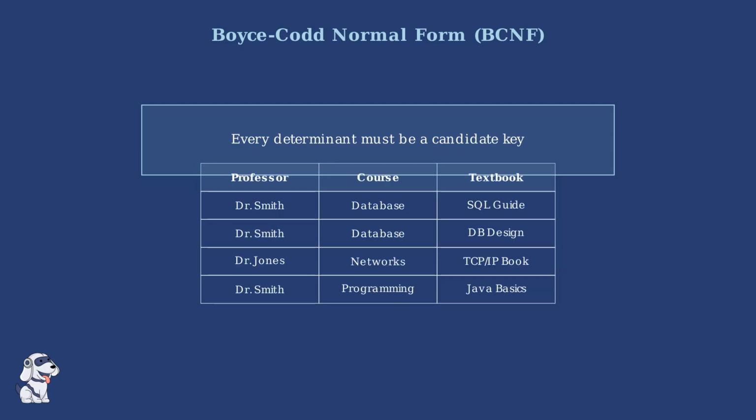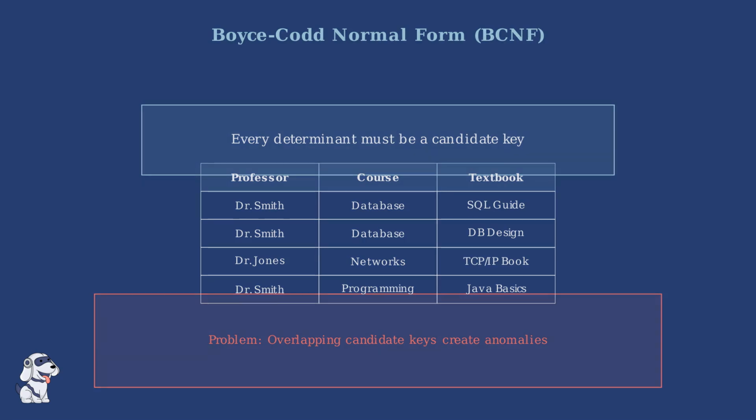Consider a table storing information about professors, courses, and textbooks. A professor can teach multiple courses, and each course can have multiple textbooks, but each professor uses specific textbooks for their courses. This table violates BCNF because professor and course together determine textbook, but professor alone also determines which textbooks they prefer. This creates overlapping dependencies that can cause update anomalies.